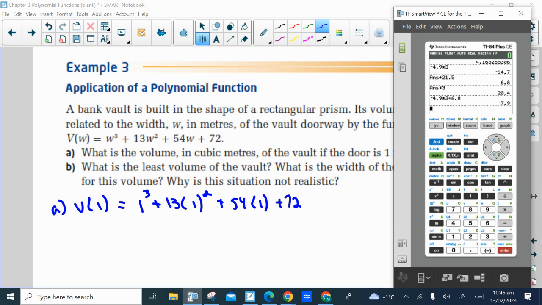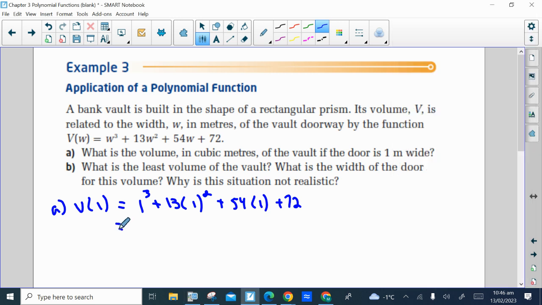So, all those terms are just going to become whatever their initial term coefficient is. It's going to be 1 plus 13 plus 54 plus 72. And if you add those together, you'll get 140, and that would be cubic meters.